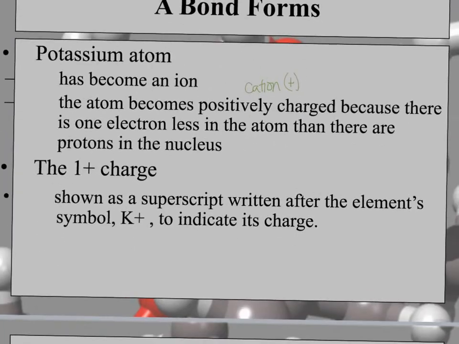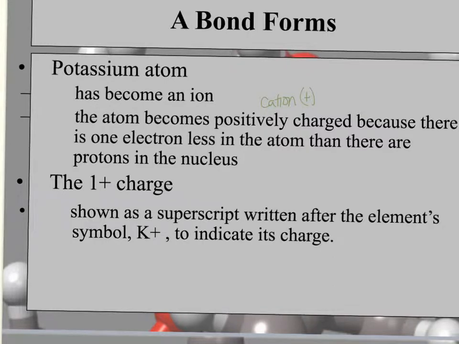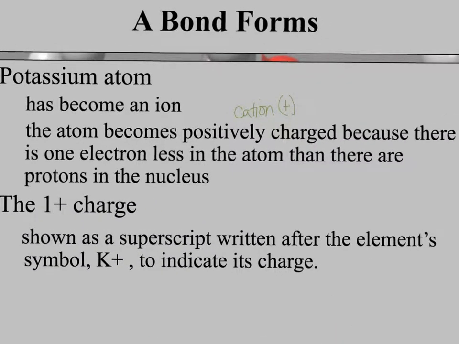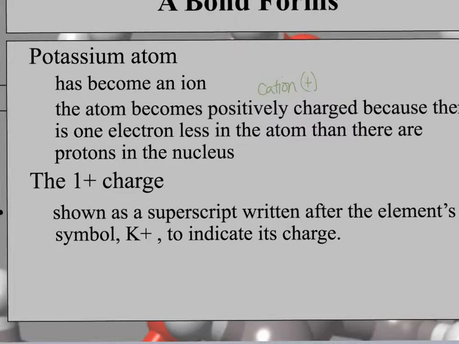I'll scroll down. I think I got a picture of this down here. All right. And so if potassium can lose that one electron, it'll become positively charged. It'll become a cation because it has one less electron than it does protons. It would have 19 protons and 18 electrons. And so we would write it with a positive charge as a superscript. It would look like this, K with a superscript.